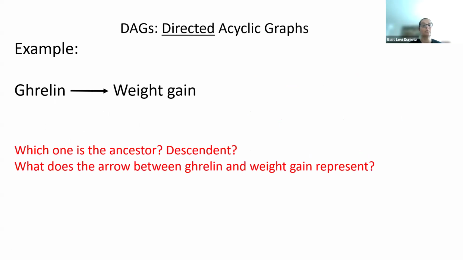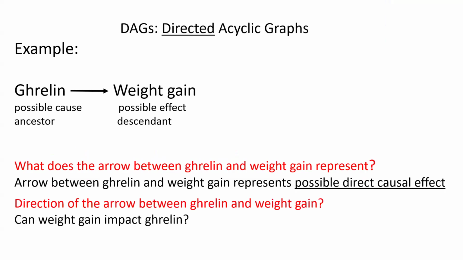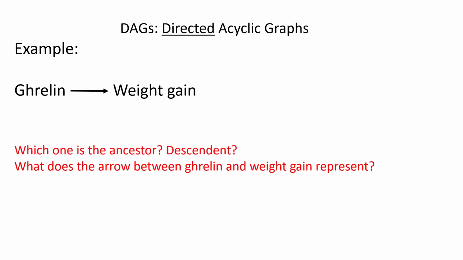So these are the components of a DAG. And now let's look at an example. We look at ghrelin and weight gain. So when you look at these two variables, what do you think about their relationship? Is it causal? Is it non-causal? What is causing what? I was going to say it seems like a direct cause, like ghrelin causes you to get hungry, so you gain weight. Yes. So this is a causal relationship.